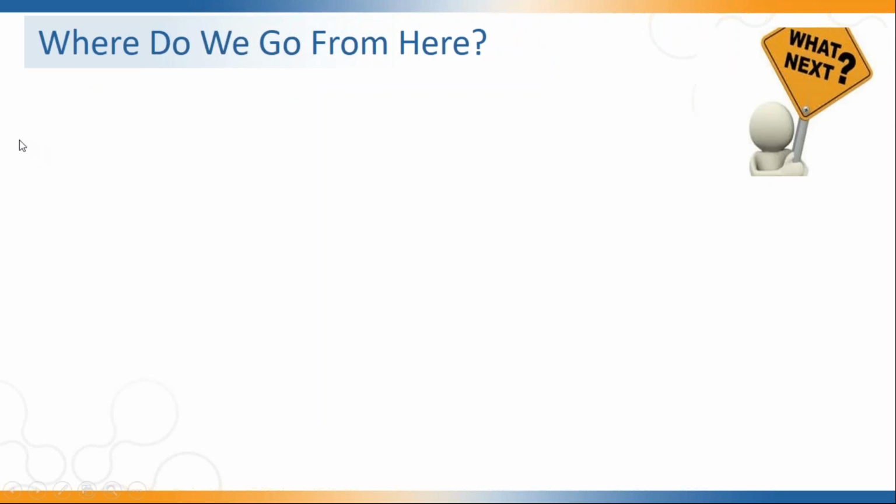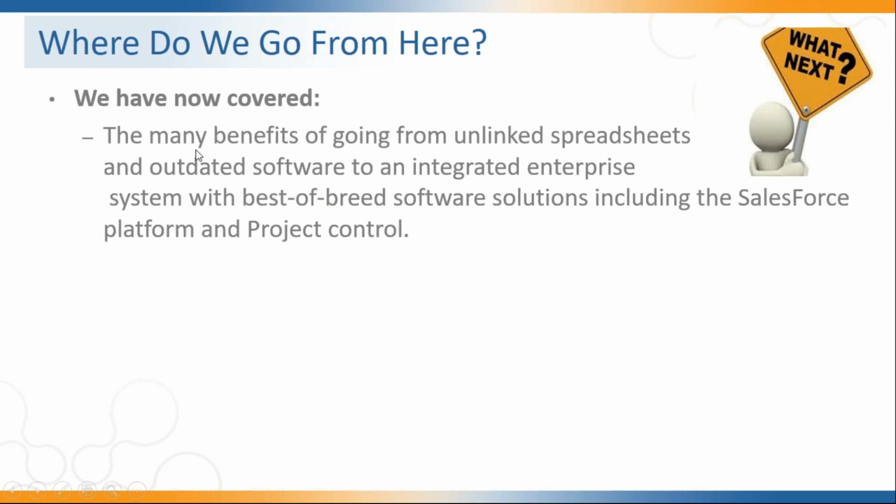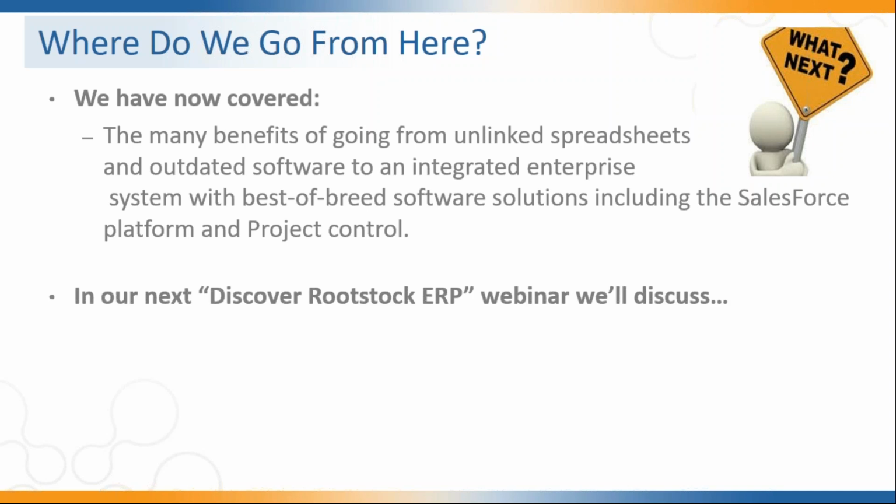Well, that's about all we have time for today, but the question is, where are we going after today? Well, so far we have covered the many benefits of going from an unlinked spreadsheet system and outdated software to an integrated enterprise system, as it says here, with best-of-breed software solutions, including the Salesforce platform and project control, as we've already discussed. In our next Discover Rootstock ERP system, we're going to talk about the 5 inventory mistakes that are very commonly found in manufacturing today and what you can do to avoid them. It kind of whets your appetite a little bit for what is to come.